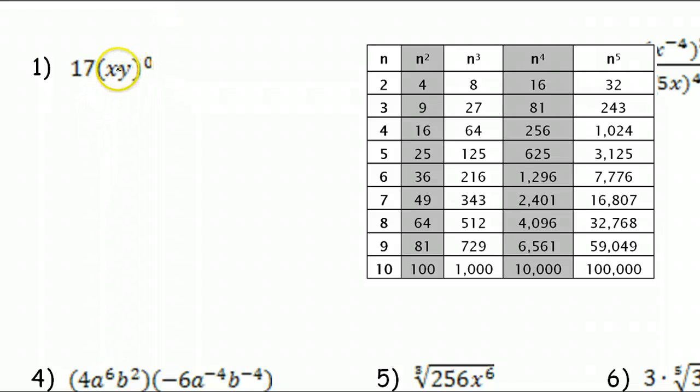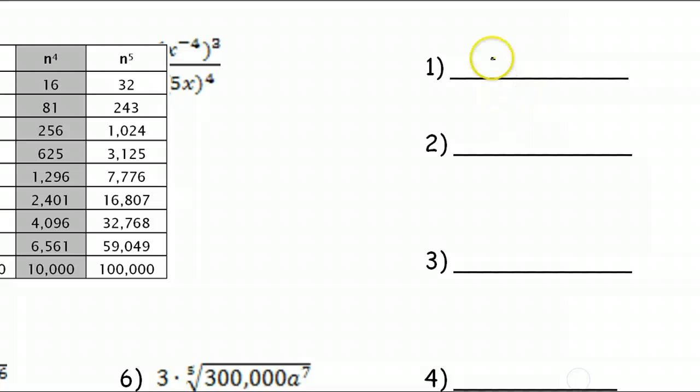Well, anything to the 0 power is 1. However, please understand that this 0 power only pertains to the x and y, which are in parentheses here, not the 17. So this kind of goes away, but the 17 is still there. So the answer to number 1 should have been 17. Number 2.